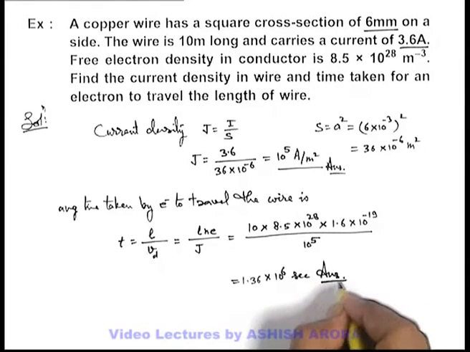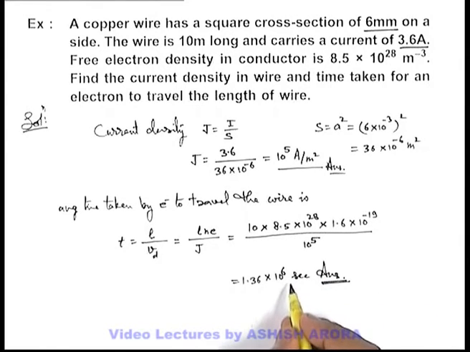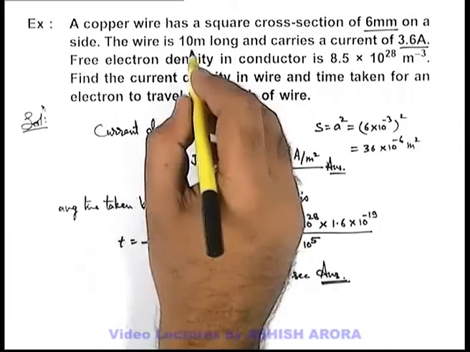That will be the answer to this problem. This is the time taken by the electron to travel across the length 10 meter of the wire.